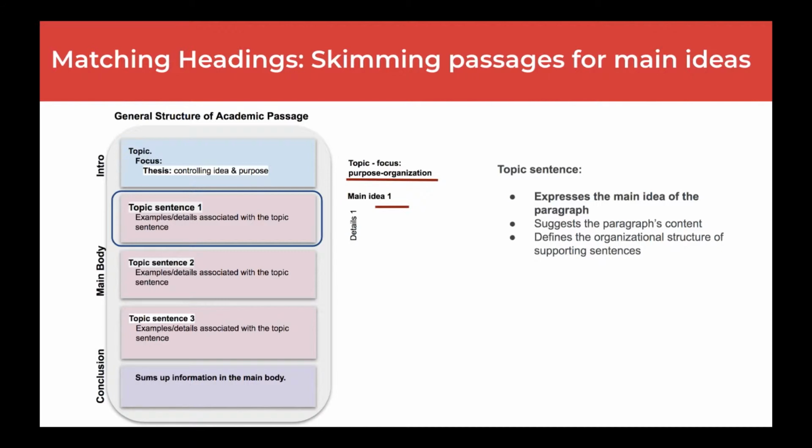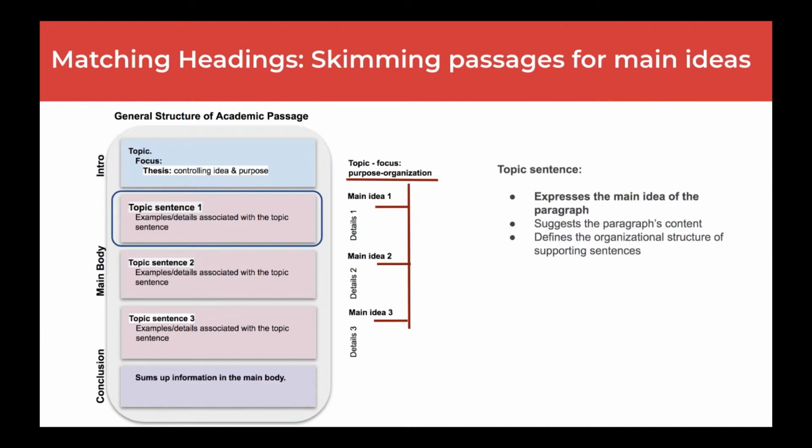So the topic sentence plays a very important function. It expresses the main idea of the paragraph, and it suggests the paragraph's content. Usually, based on the topic sentence, I can very well predict the details that will be provided, and also the topic sentence defines the organizational structure of the supporting sentences. The rest of the main body paragraphs are structured very similarly, and they would usually begin with the topic sentence and then provide additional details that elaborate on that topic sentence.